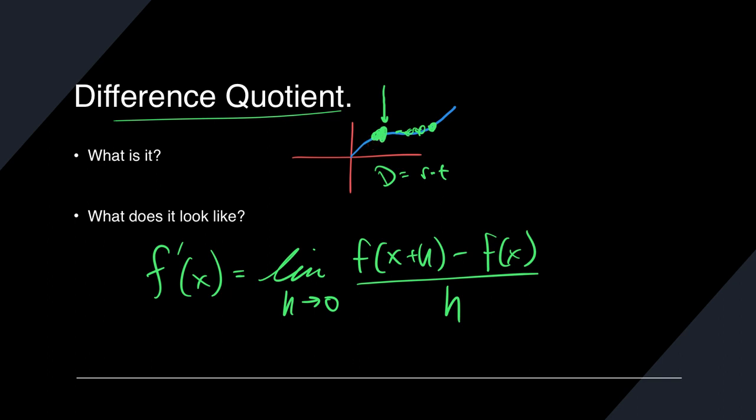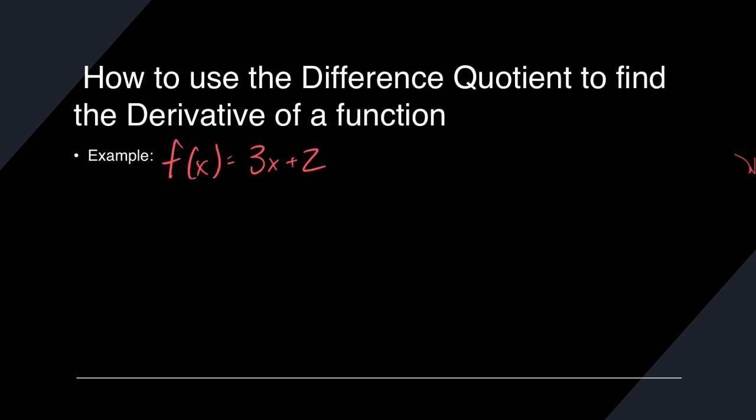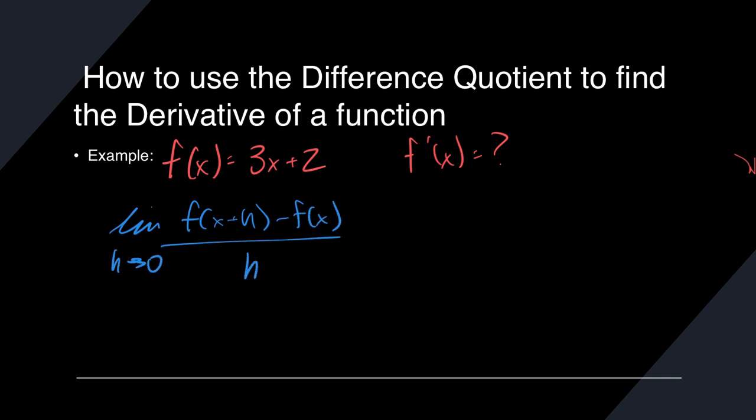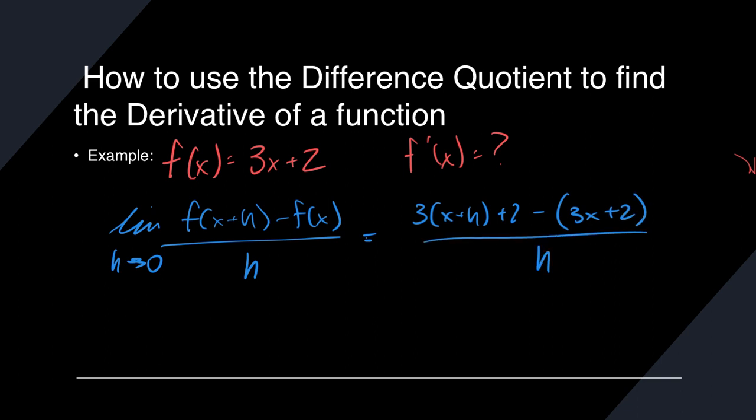So let's see some examples and see how to do this. So our first example will be a linear equation. The function f of x equals 3x plus 2. Find f prime of x. So I need the limit of f of x plus h minus f of x divided by h as h approaches 0. We take x plus h and we replace x with that. This is just evaluating functions here. So this equals, I'm going to leave out the limit portion for now, 3 times x plus h plus 2 minus 3x plus 2 over h. We'll do the limit at the end, just to save space.